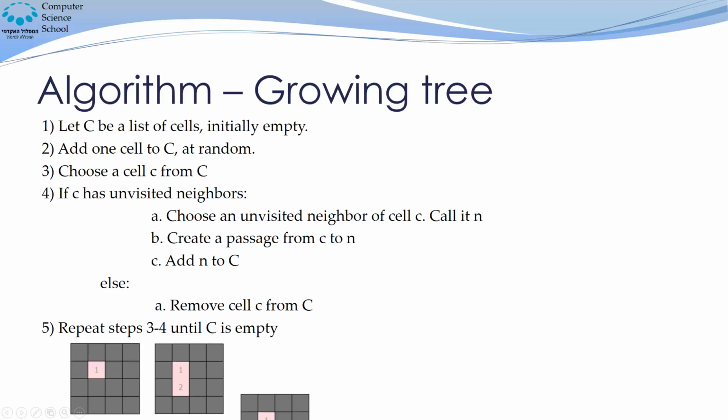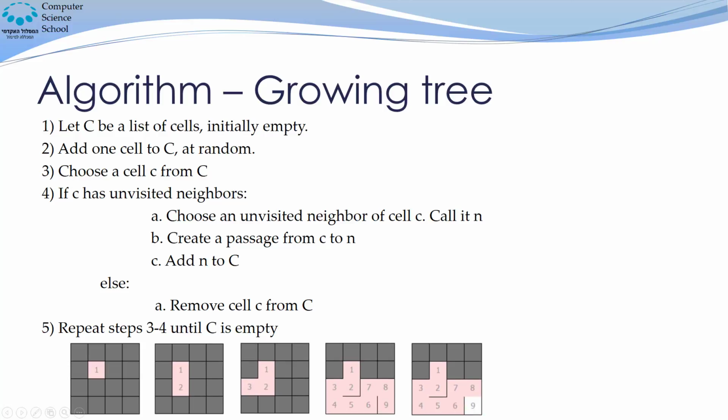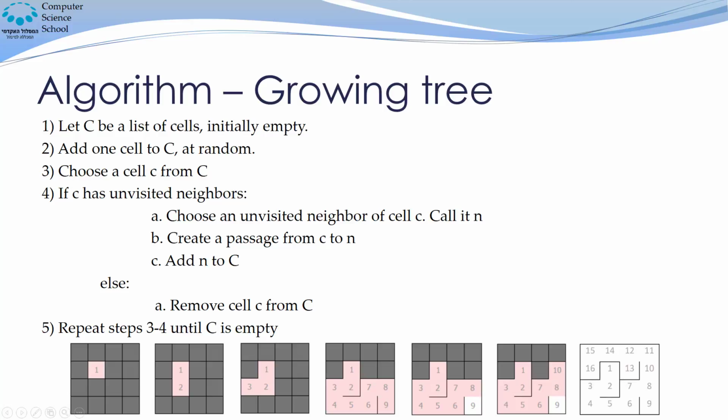The algorithm that was used to create the maze is the growing tree generator algorithm. We start with an empty list of cells. We add one cell to the list. At random, we choose a cell, call it C, from the list. If the cell has unvisited neighbors, we choose an unvisited neighbor of the cell, let's call it N. We create a passage from C to N by breaking the wall, and we add N to the list. Otherwise, we remove cell C from the list. We repeat steps 3 and 4 until the list is empty, and finally the maze is created.